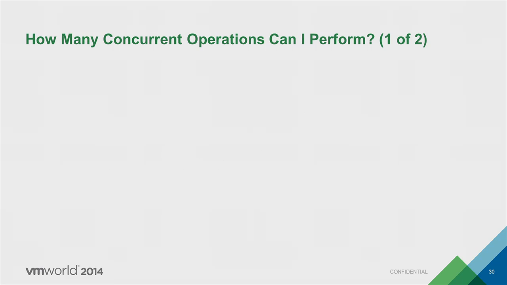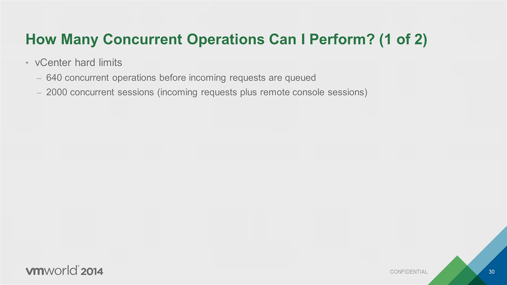Okay? A common question I hear from customers is how many concurrent operations can I actually perform on this guy? Sorry, on this infrastructure. It shouldn't be gender specific. But okay. So, vCenter has a couple of hard limits. You can issue up to 640 concurrent operations to vCenter before it will start queuing them. vCenter also has a hard limit of 2,000 concurrent sessions. If you have 2,000 sessions and you try to log in another session, it will get denied. And a session is not just me logging in for a UI client, but it's also a remote console session and other kinds of things. Okay, so be mindful of that.